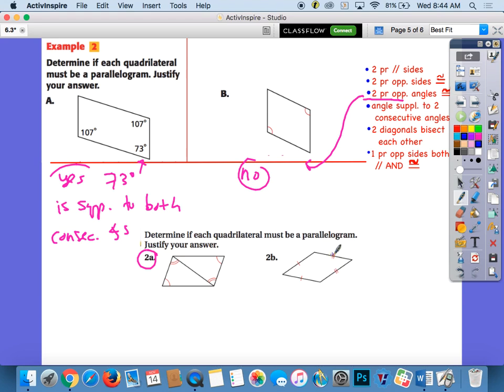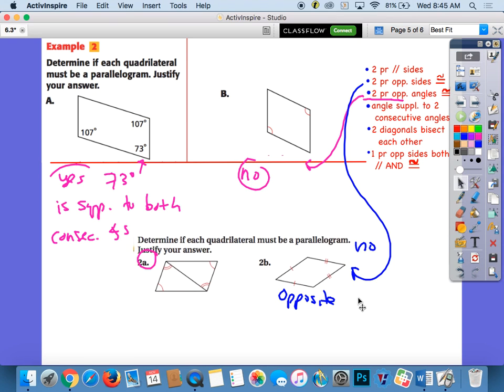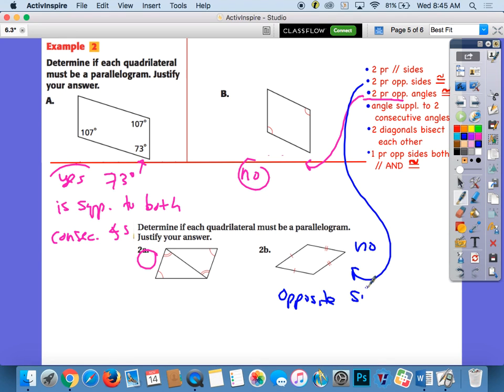I have two pairs of congruent sides. However, take a second and look at your list. Why would this be a no? Because I need two pairs of opposite sides. So opposite sides are not congruent. Okay, so that would be a perfectly fine reason. You guys will just need to communicate to me that you know what the reason is.